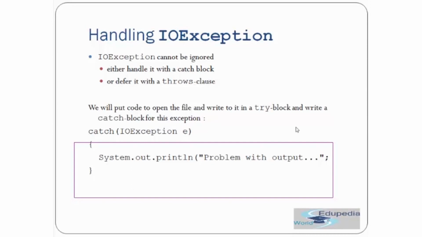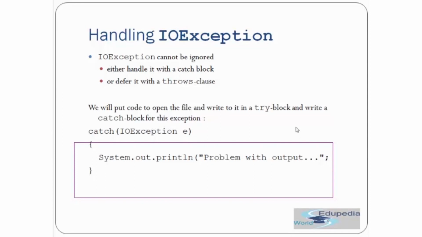We will put the code to open the file and write it in a try block and write a catch block for this exception. So you see we have catch IOException e, and then we have a SOP. So the problem with the output you can see over here is that we have an IO exception.